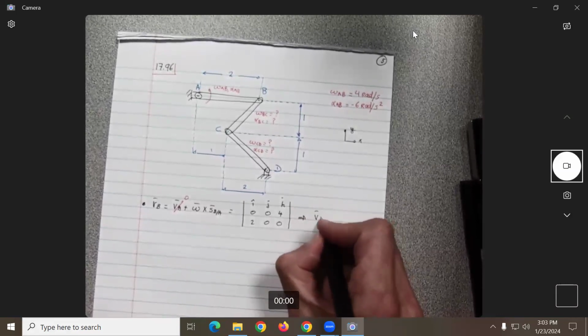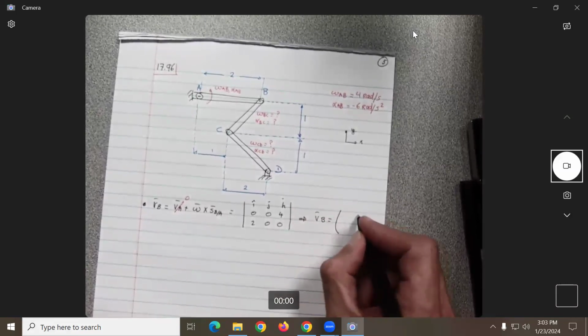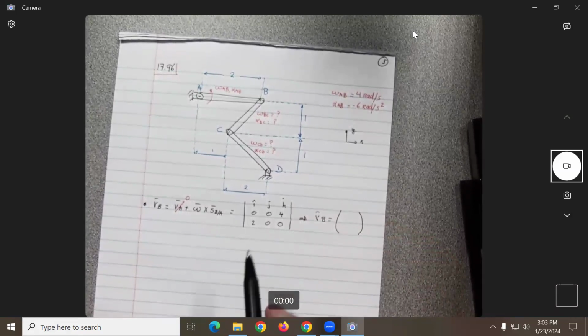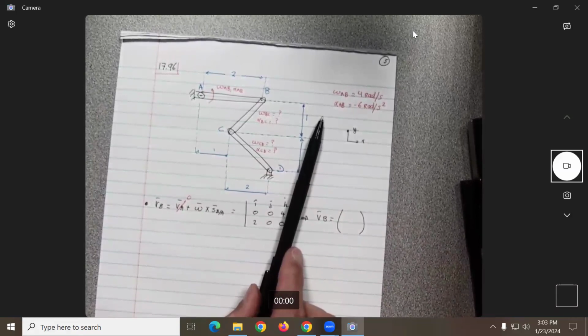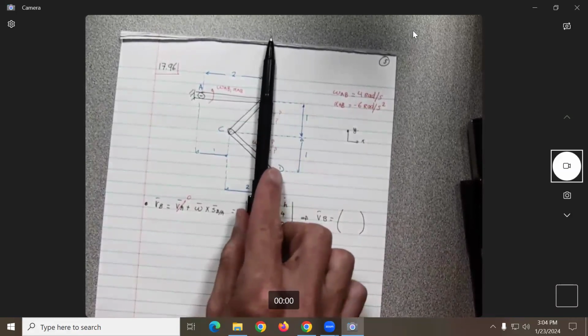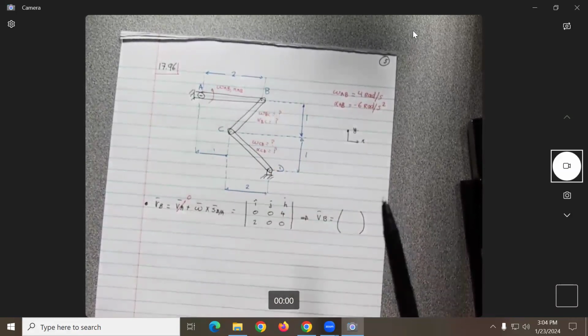So, well, now think about it. You can do the cross product, but try to double check. If this is moving, the velocity of point B should be only in what direction? Just on the J, no? So let's see what the math is going to give us.